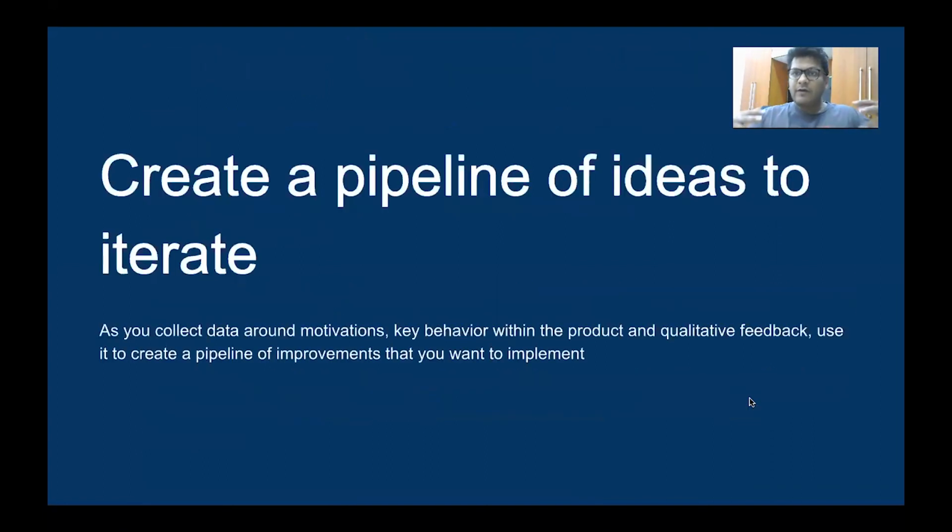So once you have all of this feedback, once you have all of this information, once you know what you're optimizing for, and you're also talking to your customers just to see how they're maturing while using your product, you'll have a pipeline of ideas that you would want to implement using something like VWO, and experiment on improving the adoption of the key activities within the product.